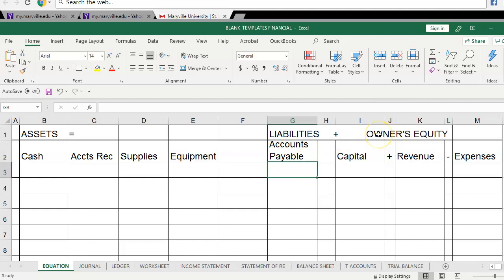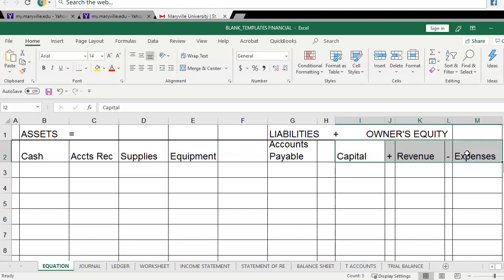Now, under your owner's equity section, which shows the owner's financial interest, we want to focus on 3 different types of accounts: capital, revenue, and expenses. We talked about revenue and expenses already, so let's talk about capital. Whenever the owner makes an investment into his or her company, it goes into the owner's capital account. So if the owner invests $10,000 into their own business, then $10,000 will go into their owner's capital account.